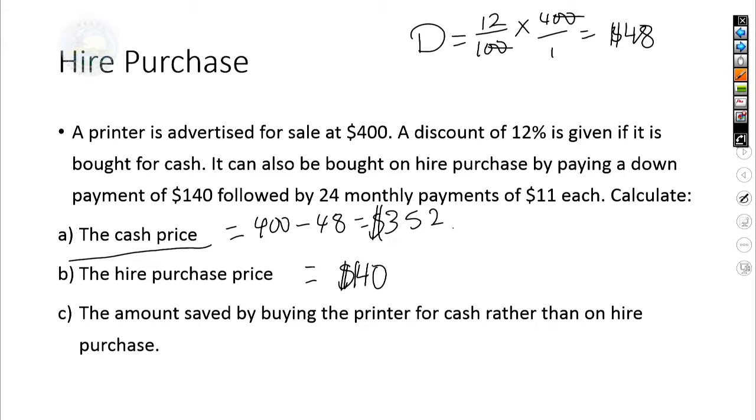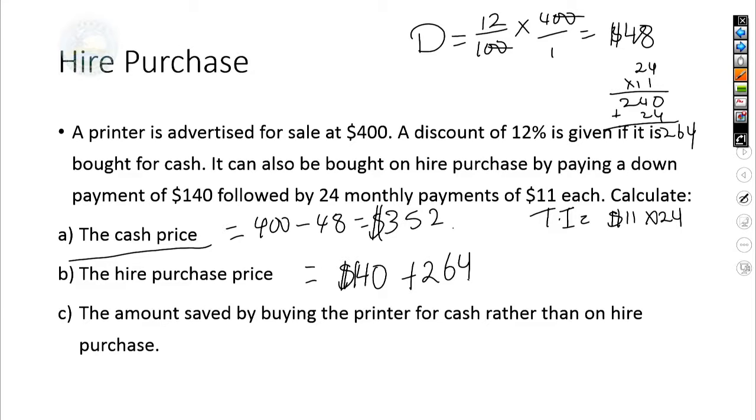Cool? All right, well, let me see. So how much will be the total installments? The total installments will then be $11 a month times 24. And 11 times 24, that's $240 plus 24, which is $264. So what is the cost there? 140 plus 264, that's $404.